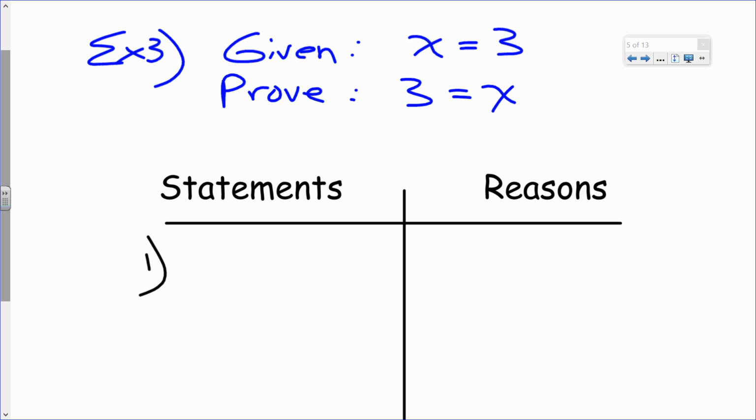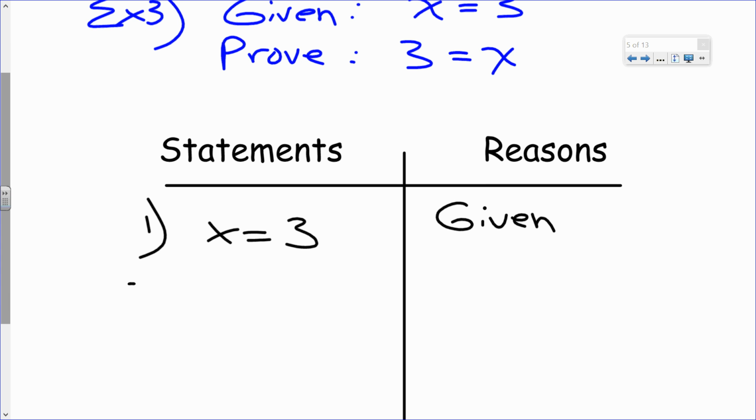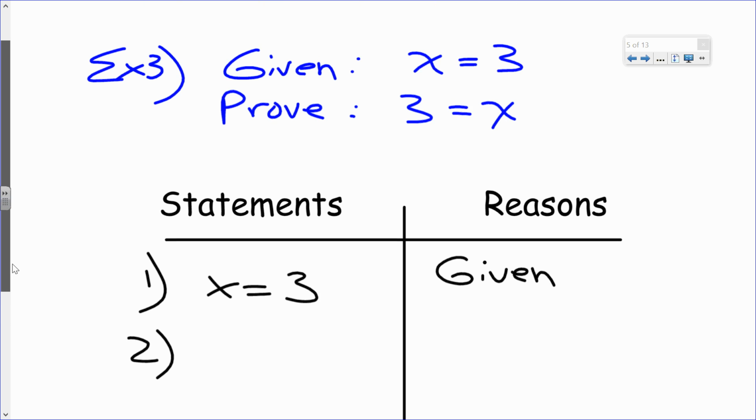Statement 1. What do we start off with, Toscano? Right, x equals 3. You always start off with your given. Statement 2. Are we ready to prove what we need to prove? Yeah. I can say now 3 is equal to x. What gives me that right? Think of the judge in the courtroom asking you, what gives you the right, Toscano, to say that 3 is equal to x?